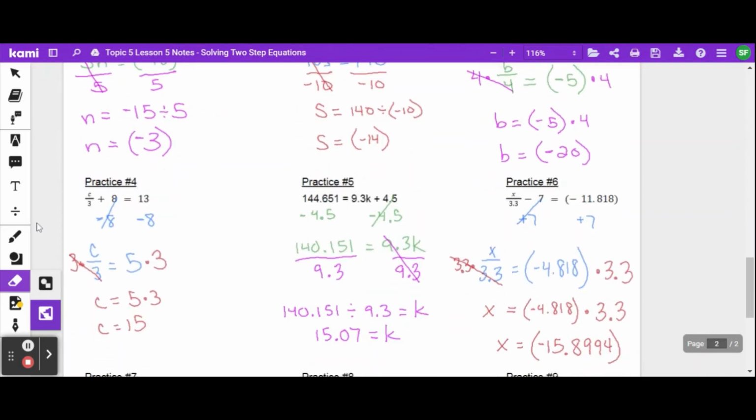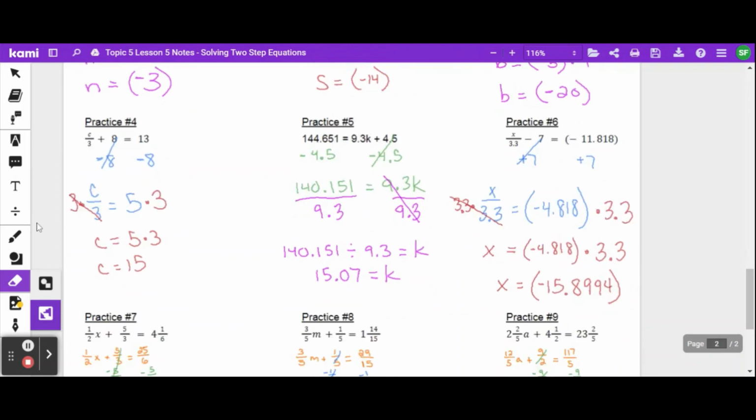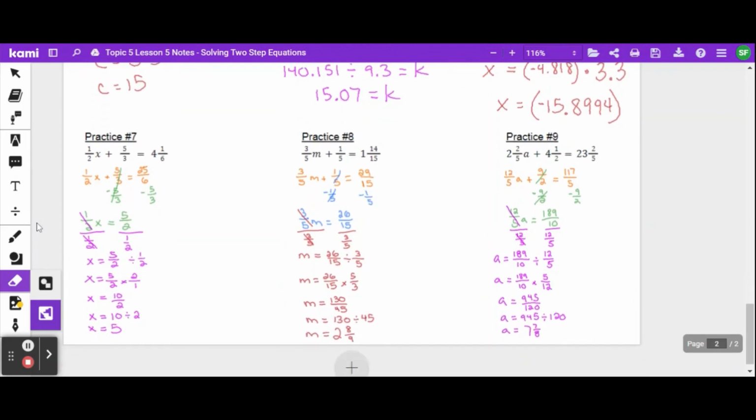Some of these problems are really, really intricate. It's going to be super, super important that you understand how to work with fractions and decimals. That's why we spent so much time in topic 0, topic 1, and topic 2, focusing on those basic skills, because solving equations, as you can see, is going to require you to be able to add, subtract, multiply, and divide with whole numbers, fractions, decimals, mixed numbers, and improper fractions. Please make sure you double check everything that you are doing. And again, if you have any questions, please do not hesitate to ask.